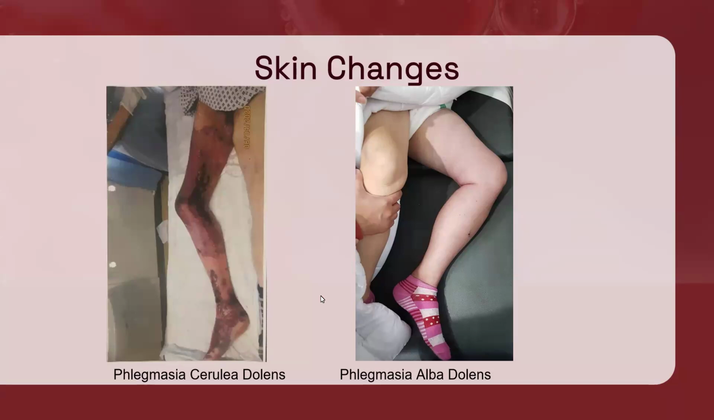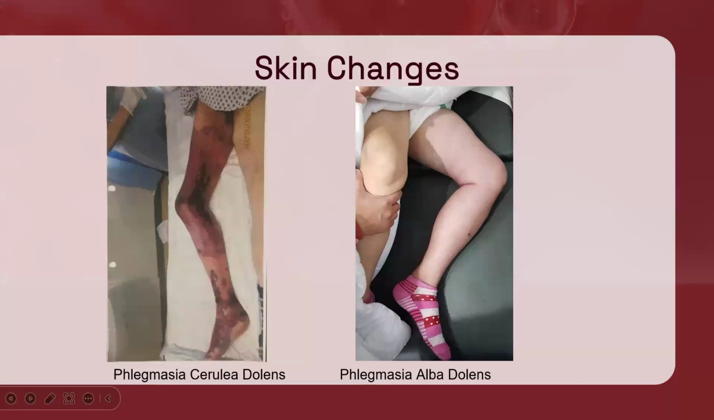Phlegmatia alba dolens is a milk or white leg, which is caused due to the iliofemoral vein thrombosis, but without an ischemia. And this is more because of the lymphatic obstruction. The pulses may be weak or absent in these patients. And there is a triad of edema, pain, and white blanching of skin, as we see on the right hand image over here.